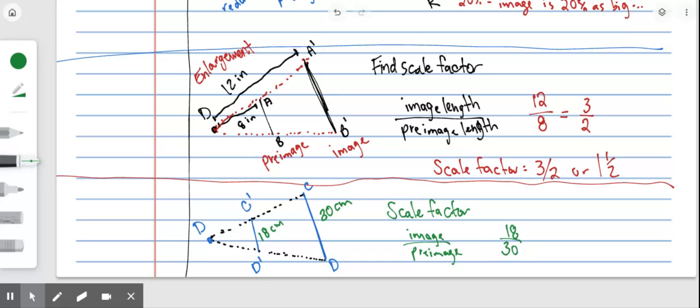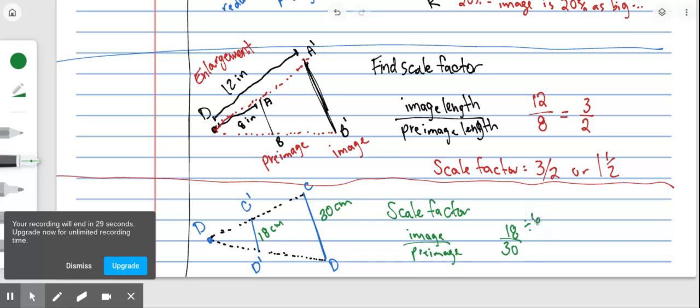Okay. And then 18 over 30 I can reduce by dividing by 3. Oh, I can divide by 6 actually. And then I get 3 over 5. So this time my scale factor is 3/5, or 60%. Okay, I wrote it 2 different ways. And that makes sense because it's less than 100%, because my image is smaller. It's a reduction. All right, that's it.